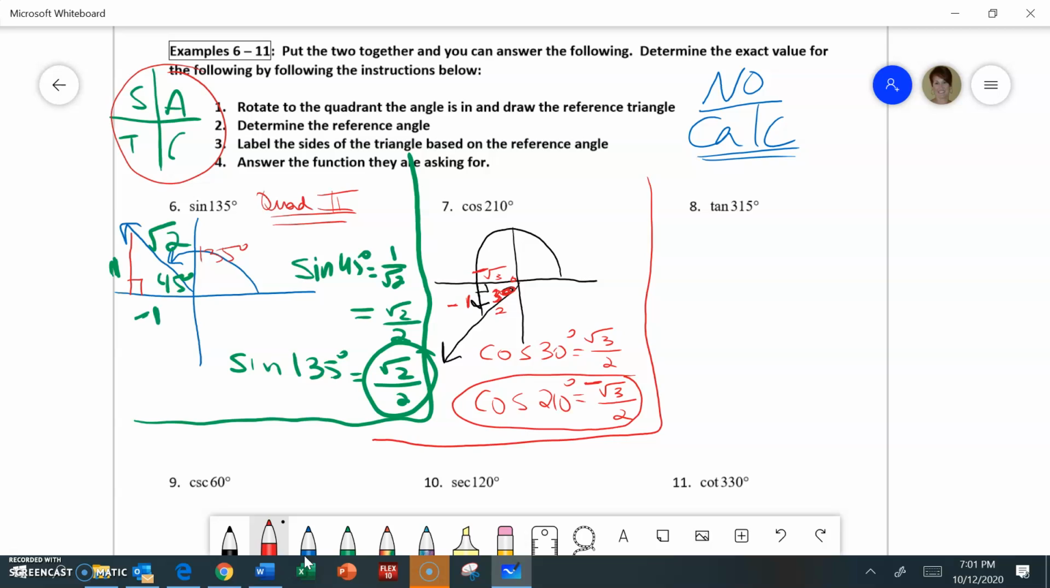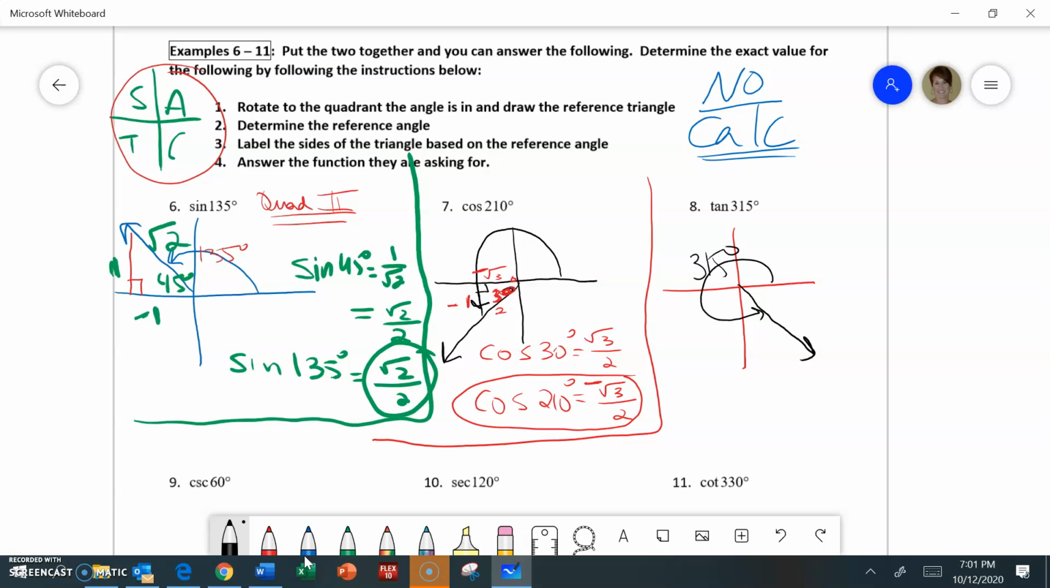Okay? All right, let's do this last one together, and then I'm going to have you probably pause the video and try the last 3 on your own. So we have the tangent of 315, so we're going to go all the way around. We're going to land in quadrant 4, so there's our 315-degree angle.